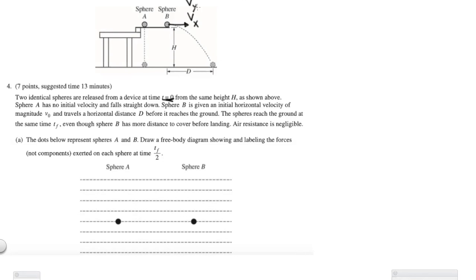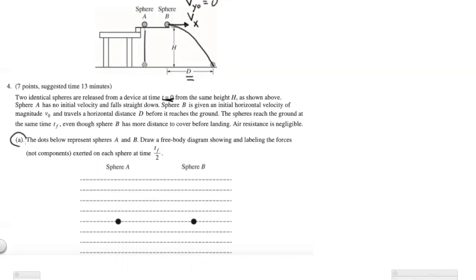However, Vy initial is 0. There's no vertical velocity for sphere B. It has no motion in the vertical direction at all when it's launched. Then it tells us that sphere B travels a horizontal distance d before it reaches the ground. The spheres reach the ground at the same time, even though sphere B has more distance to cover. So sphere A goes boom, straight. Sphere B does travel farther because it starts with a horizontal velocity. However, they both hit the ground at the same time.